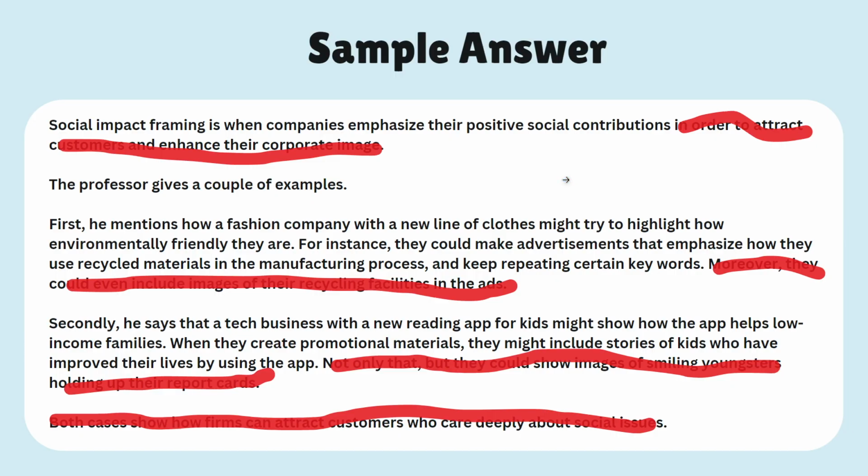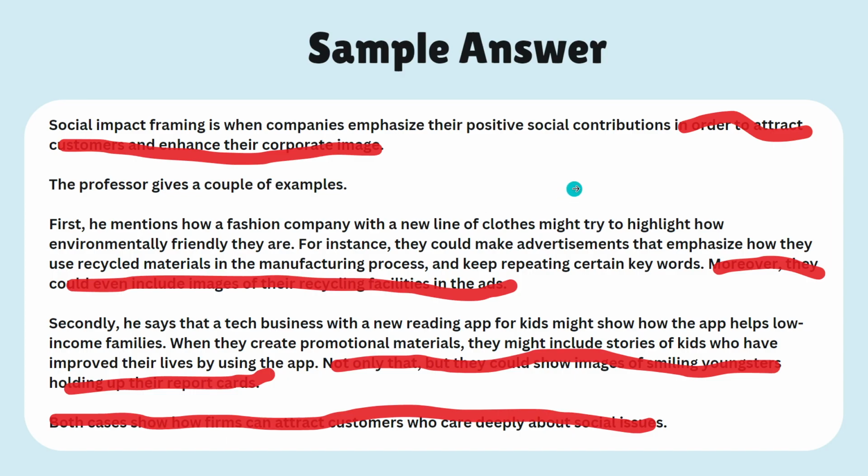I will read this one out loud. Here goes. Social impact framing is when companies emphasize their positive social contributions. The professor gives a couple of examples. First, he mentions how a fashion company with a new line of clothes might try to highlight how environmentally friendly they are. For instance, they can make advertisements that emphasize how they use recycled materials in the manufacturing process and keep repeating certain keywords. Secondly, he says that a tech business with a new reading app for kids might show how the app helps low-income families. When they create promotional materials, they might include stories of kids who have improved their lives by using the app.